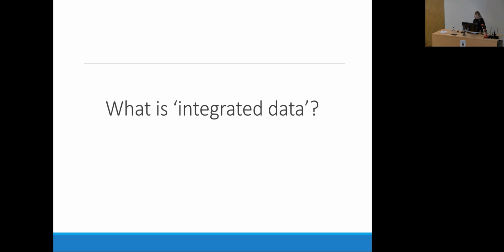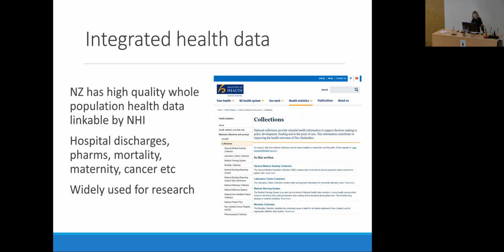And a lot of you will be familiar with integrated health data. So New Zealand for a while now has had really high quality whole population health data, and it can all be linked together or integrated using National Health Index number. So that's things like hospital discharges, pharmaceutical data, maternity data, mortality, cancer registrations, all of that data can be combined together to give us really, really rich information about somebody's interactions with the health sector. And that's been a really fantastic resource for research. Many of you will have used it.